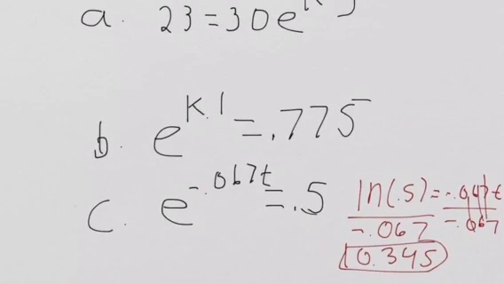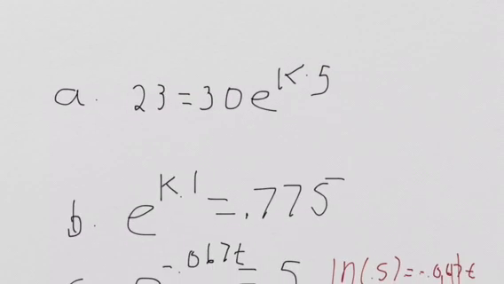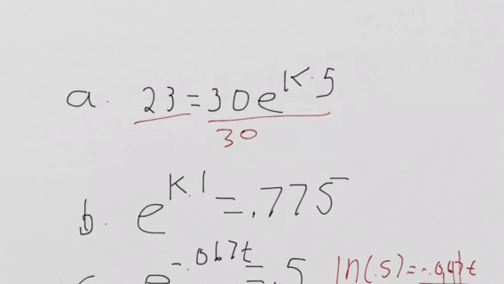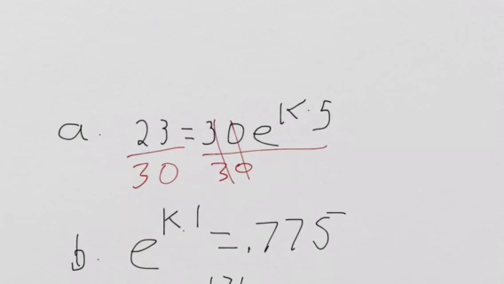Okay. Now, moving back up to A, we start with an amount of 30. After 5 years, we drop down to 23. So here's our formula, P naught e to the kt, and we know that that's going to be equal to 23 after 5 years. So we're trying to solve for k here first. So we divide by 30. All right, and then now we know that we have an e to the k times 5, and we're trying to solve for k, so we're going to have to convert this to a logarithm.